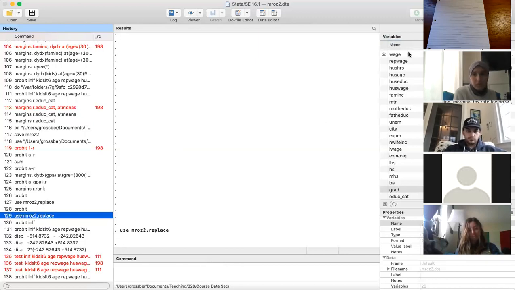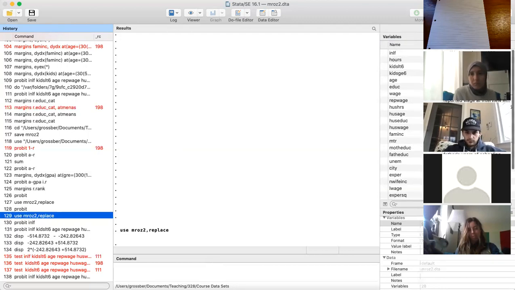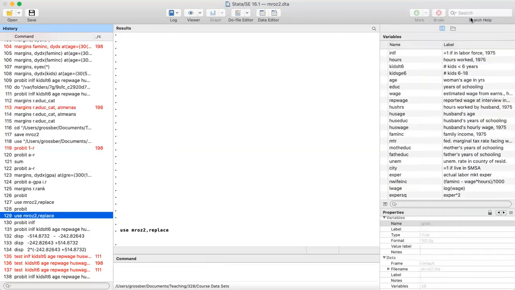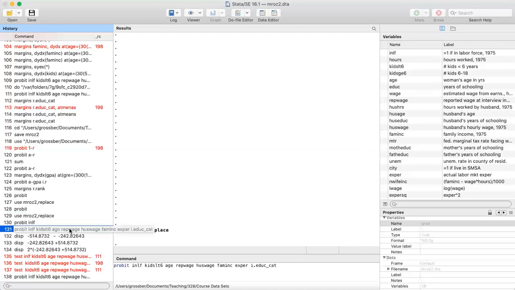You can see that what this data set is about is whether or not people work, whether they're in the labor force. In the labor force is a dummy variable equal to 1 if a person is in the labor force and 0 otherwise. And you can see what these other variables are. We're going to use some of them.